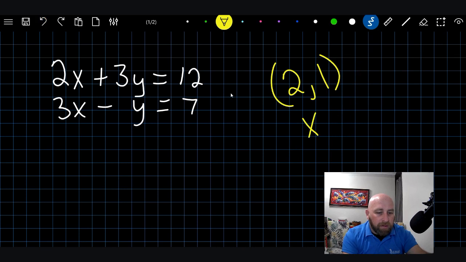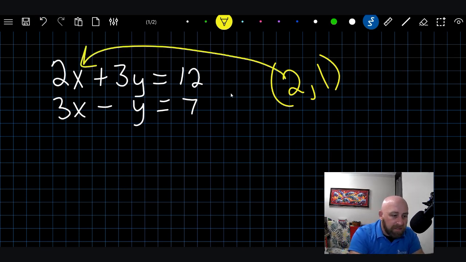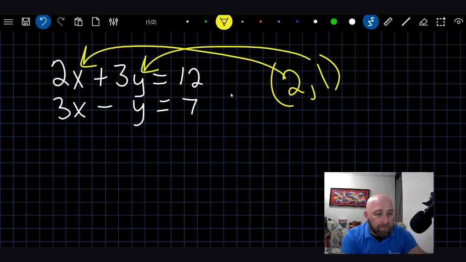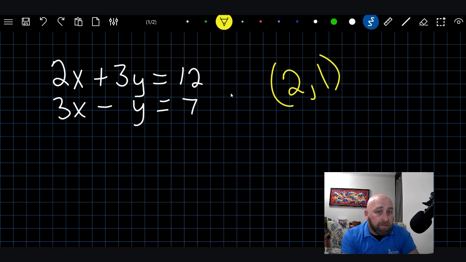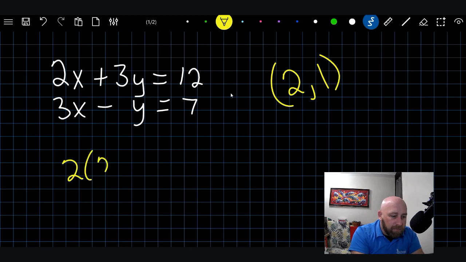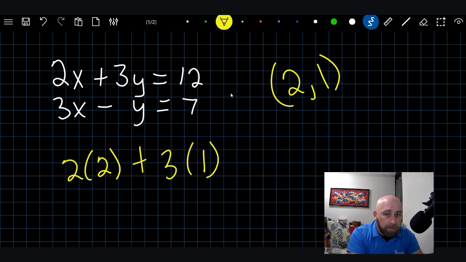And so what we're going to do is plug the 2 in where we see an x. We're going to plug a 1 in where we see a y. And we're going to do that on both of our equations, separately. So let's do it on the first one. 2 times 2, because that's the x, plus 3 times 1, because that's the y, equals 12.